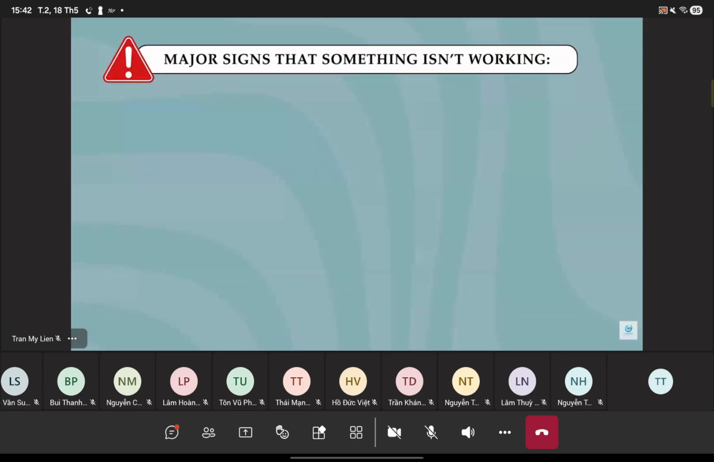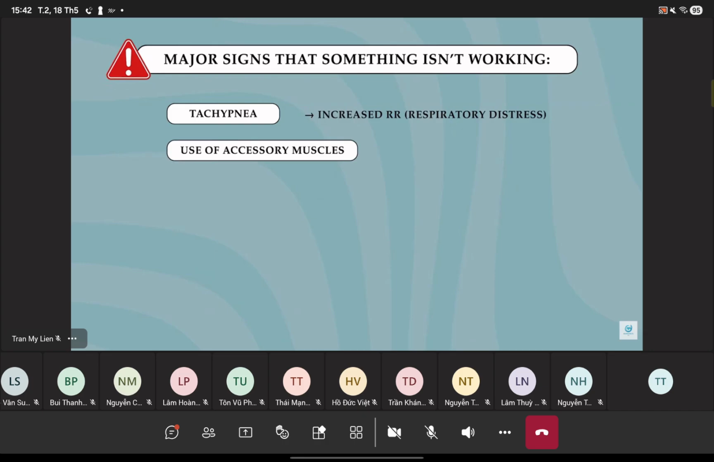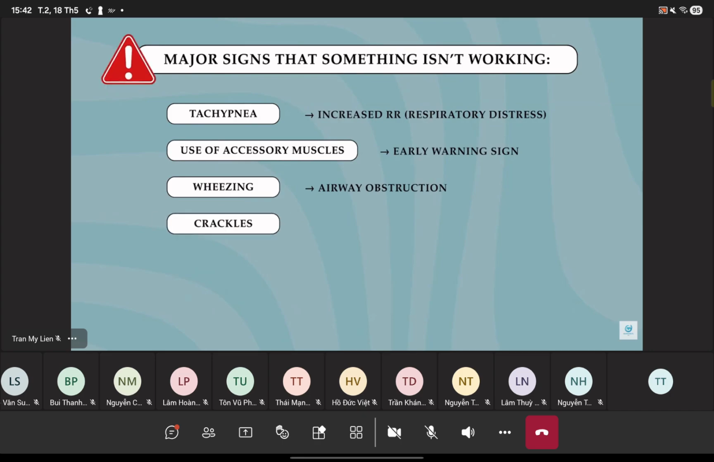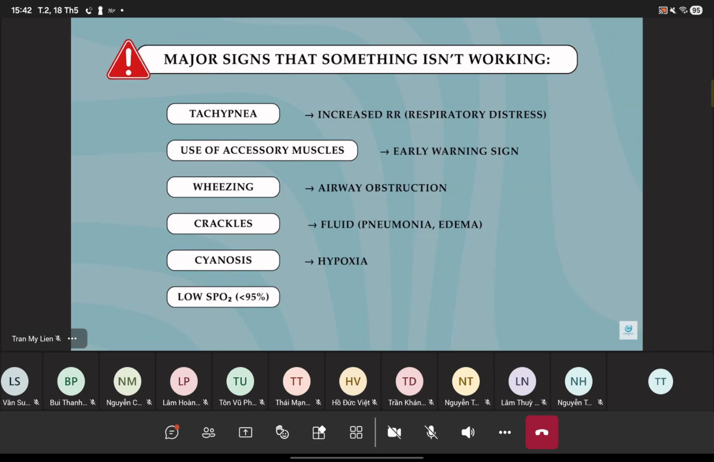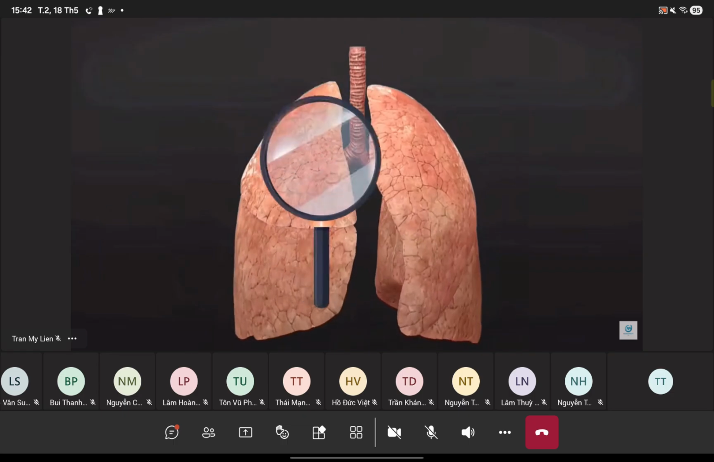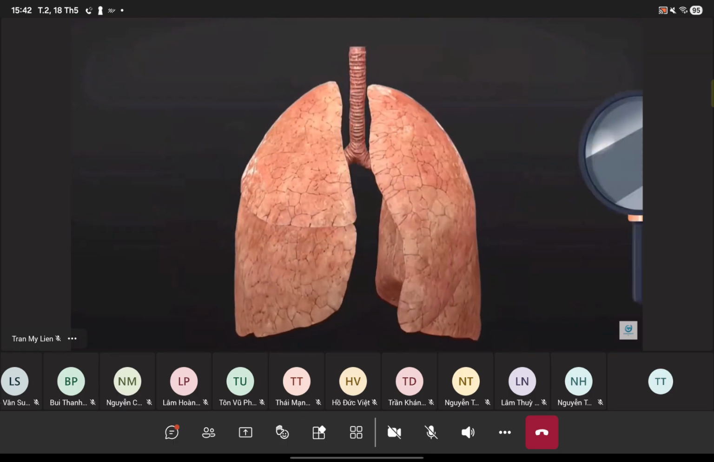Major signs that something isn't working: tachypnea, increased RR, respiratory distress. Use of accessory muscles, an early warning sign. Wheezing, airway obstruction. Crackles, fluid, pneumonia, edema. Cyanosis, hypoxia, low SpO2, less than 95%, impaired gas exchange. In clinical practice, these signs guide respiratory assessment.